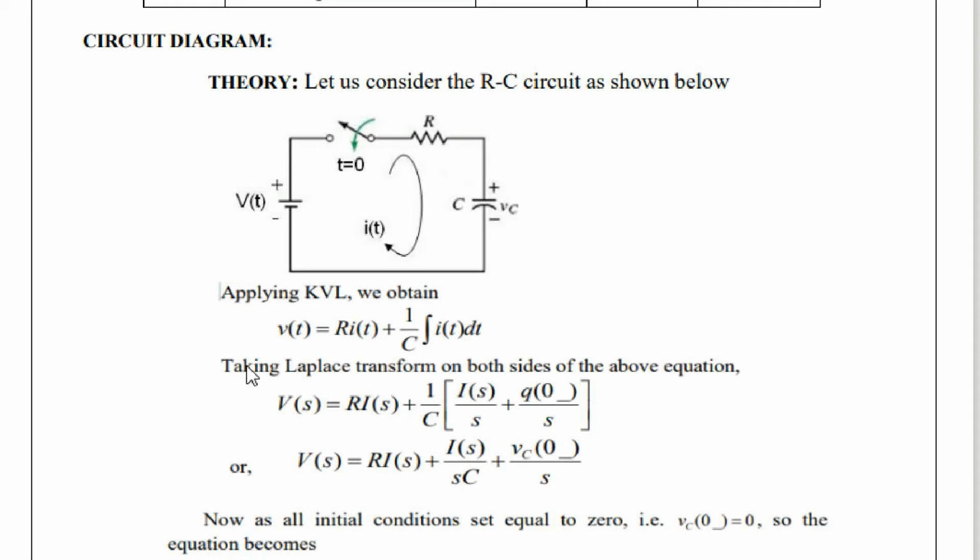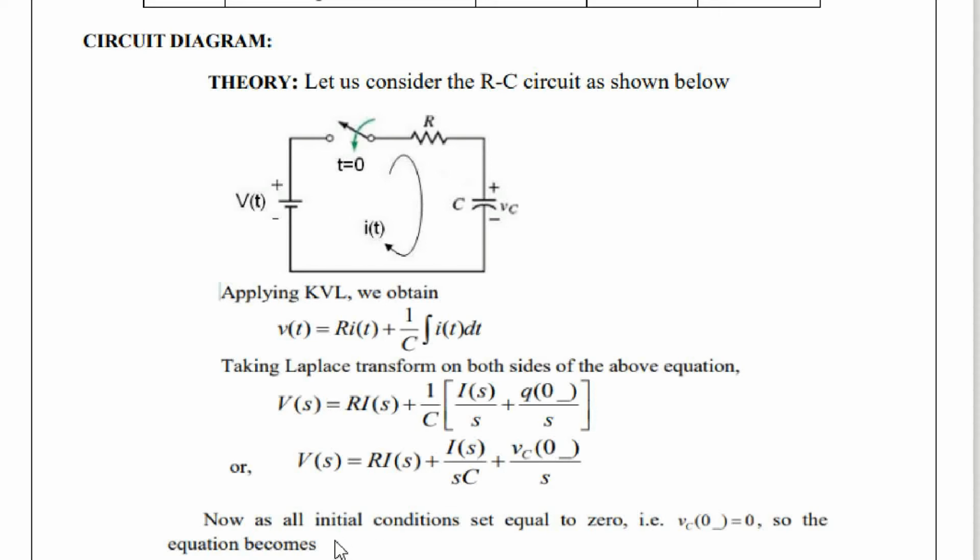Just by taking the Laplace transform, we get V(s) equal to R into I(s) plus 1 by C into I(s) by s plus q(0 minus), that is the initial condition. V(s) is equal to R into I(s), and then by taking the multiplication, I(s) is equal to sC and q by C equal to voltage.